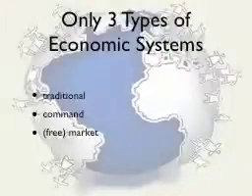If we look at history, there are only three types of economic systems: a traditional economy, a command economy, and a free market economy, sometimes referred to as just a market economy. In other words, there are those that are built on tradition, there are those based on the command of rulers, and then there are economies that are organized by free markets.